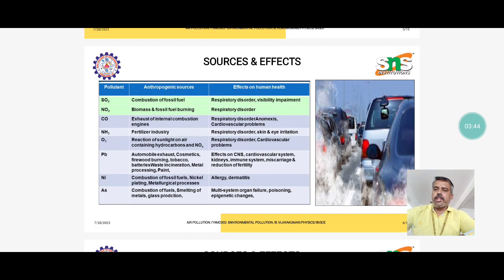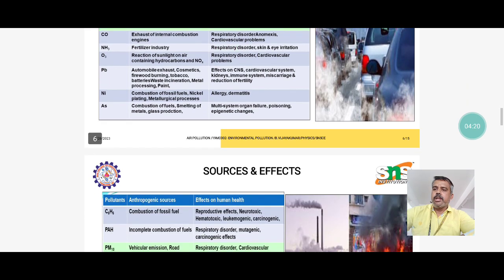Then the sources and effects. The anthropogenic sources and the effect on human health. The first one is SO2: combustion of fossil fuels causes respiratory disorders and visibility impact. Nowadays we feel this is very important. Then NO2 comes from biomass and fossil fuel burning, causing respiratory disorders. Mostly air pollution is formed in the first category of respiratory disorders, and it also causes some side effects in other disorders.